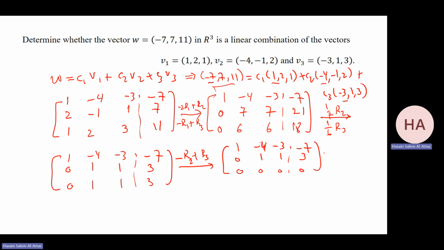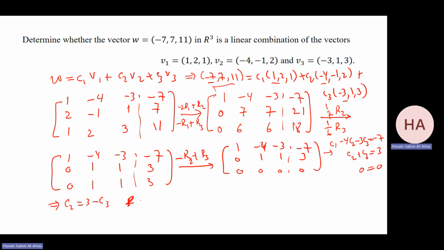So the three equations become what? C1 minus 4C2 minus 3C3 equals minus 7. Here I have what? C2 plus C3 equals 3. 0 equals 0, which is okay. But now we have only two equations and three unknowns. So we can solve using the second one. I have C2 is 3 minus C3.